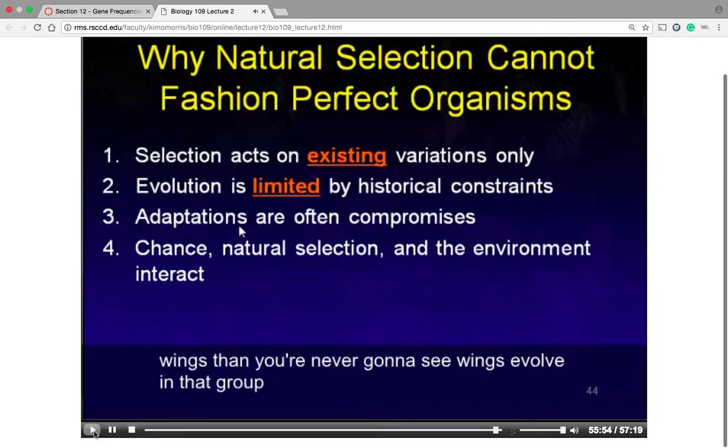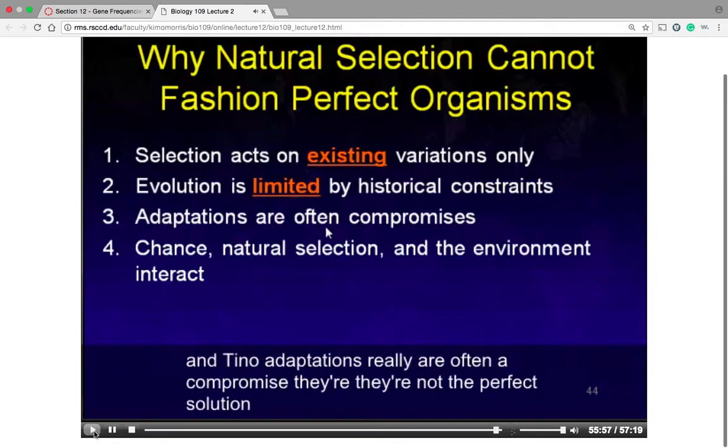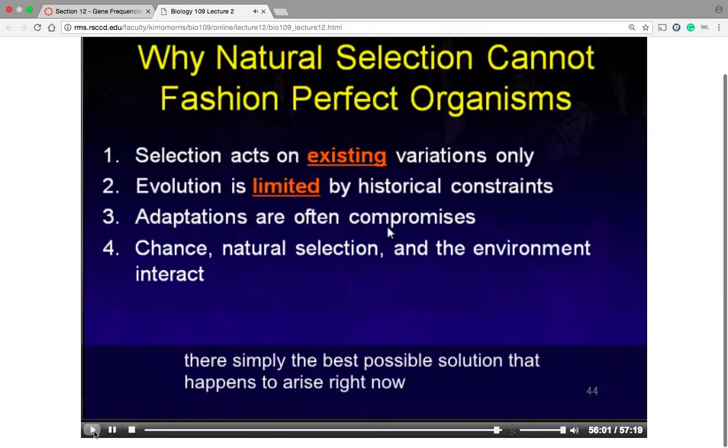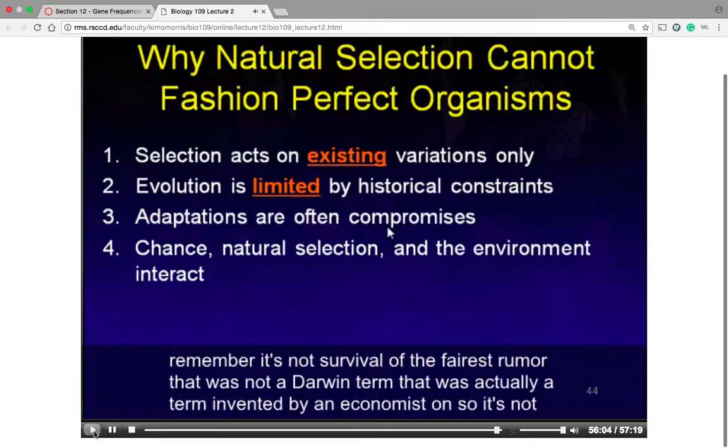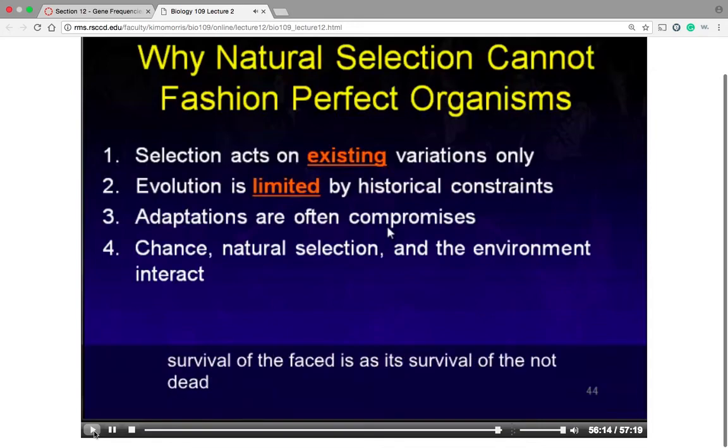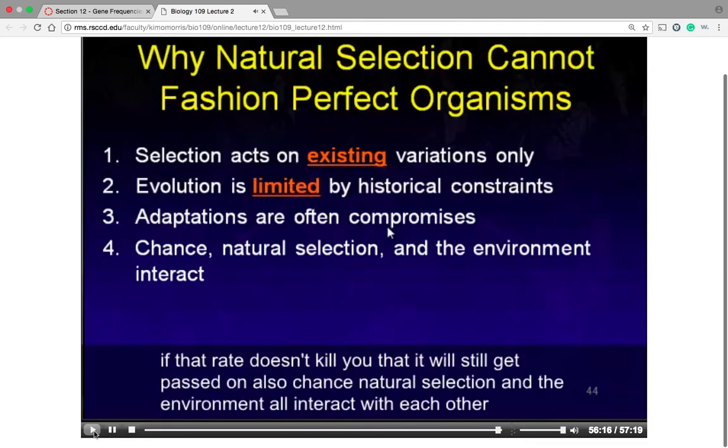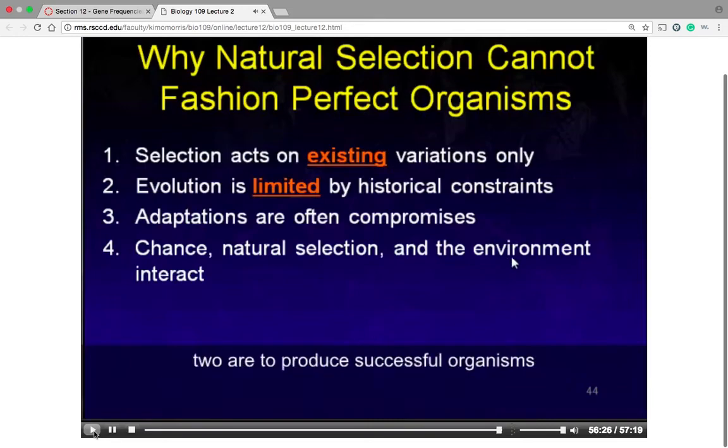And adaptations really are often a compromise. They are not the perfect solution. They're simply the best possible solution that happens to arise right now. Remember, it's not survival of the fittest. That was not a Darwin term. That was actually a term invented by an economist. So it's not survival of the fittest. It's survival of the not dead. If a trait doesn't kill you, then it will still get passed on. Also, chance, natural selection, and the environment all interact with each other to produce successful organisms.